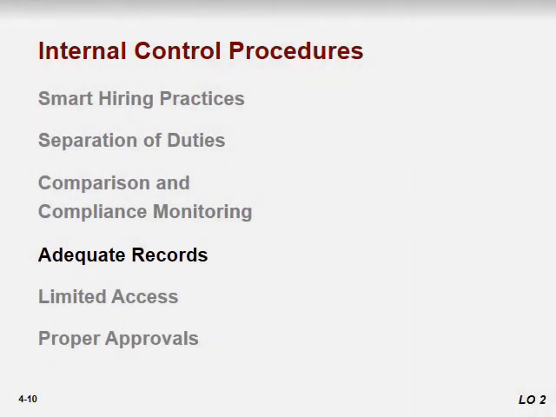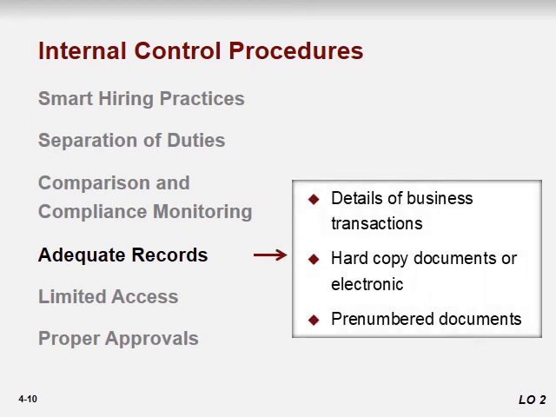Our fourth one is adequate records. Accounting records provide the details of business transactions. The general rule is that all major groups of transactions should be supported by either hard copy documents or electronic records. Examples of documents include sales invoices, shipping records, customer remittances, purchase orders, vendor invoices, receiving reports, or cancelled checks or paid checks.